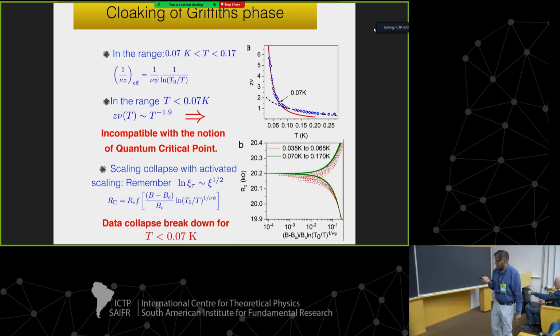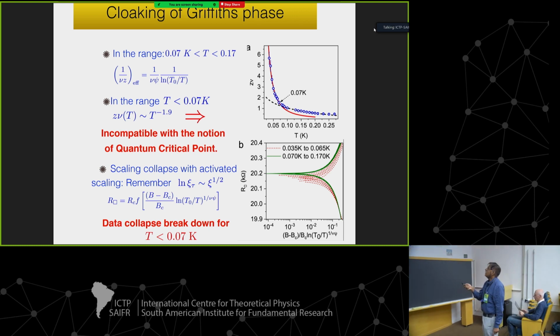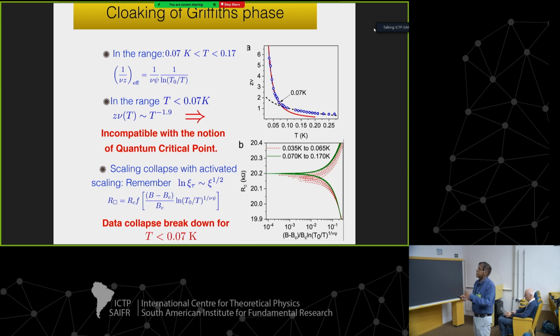If you come lower in temperature, then effectively what you can see is that the nu z effective moves away from this nice 1/log, which is what you would expect, to a power law. And one can show that this power law behavior is actually incompatible with the notion of a quantum critical point. It's too stark a divergence.